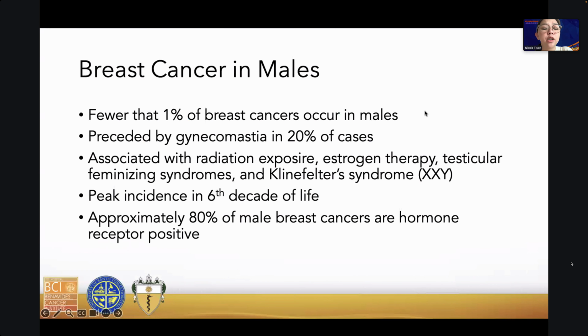Next would be breast cancer in males, which accounts for less than 1% of all breast cancers. It may be preceded by gynecomastia in 20% of cases and is associated with prior radiation exposure, estrogen therapy, particularly for those who were born male but opt to take estrogen supplements to develop their breasts, as well as patients with testicular feminizing syndromes and Klinefelter syndrome. The peak incidence is at the 60th decade of life, and approximately 80% of them are hormone receptor positive.